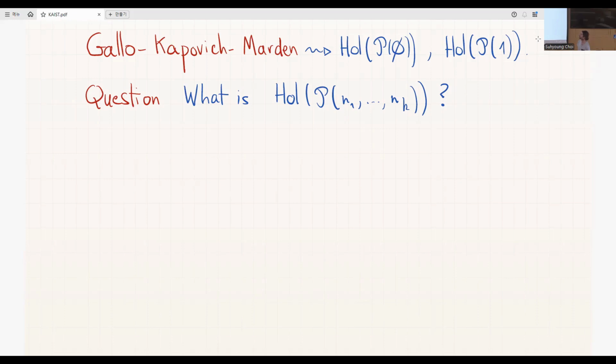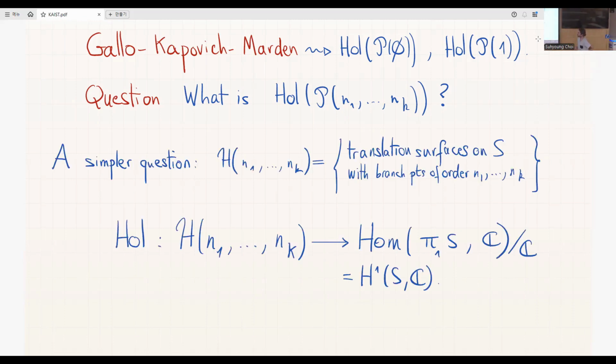And of course, the question we want to ask after that is, what about a general set of branching points? That's a bit too complicated for now. I will tell you at the end, but I want to look first at a simpler question, which is, what about translation surfaces? They're easier, and we can do more pictures.